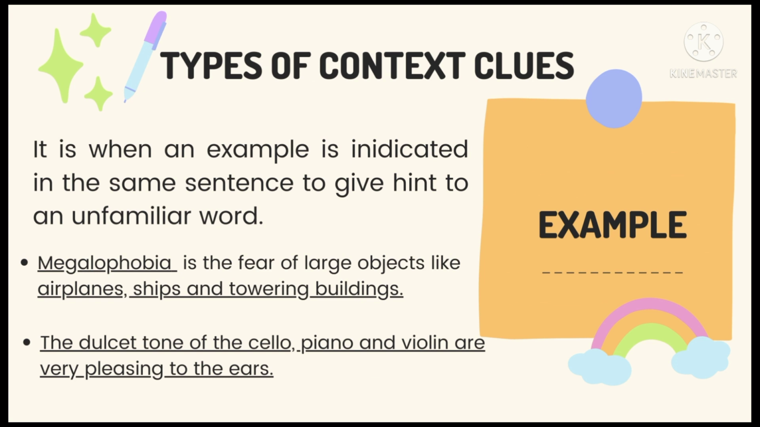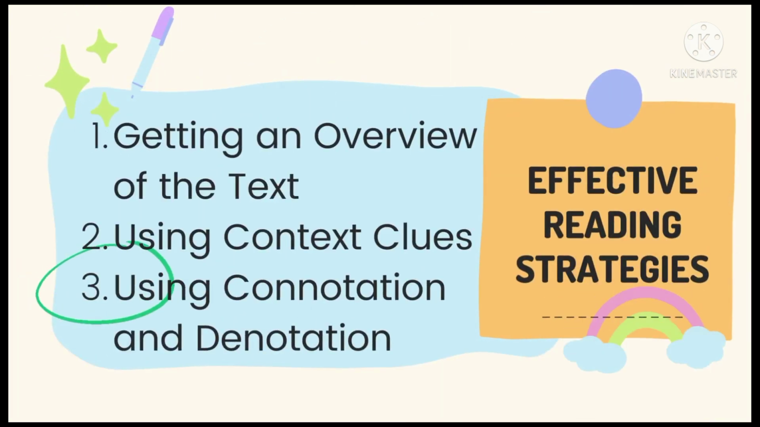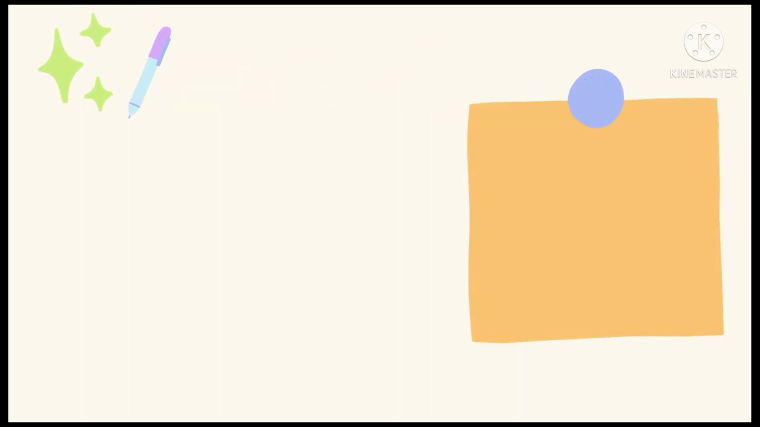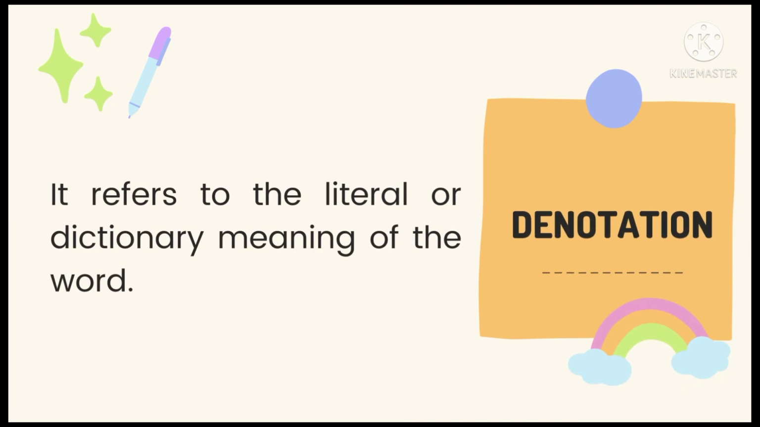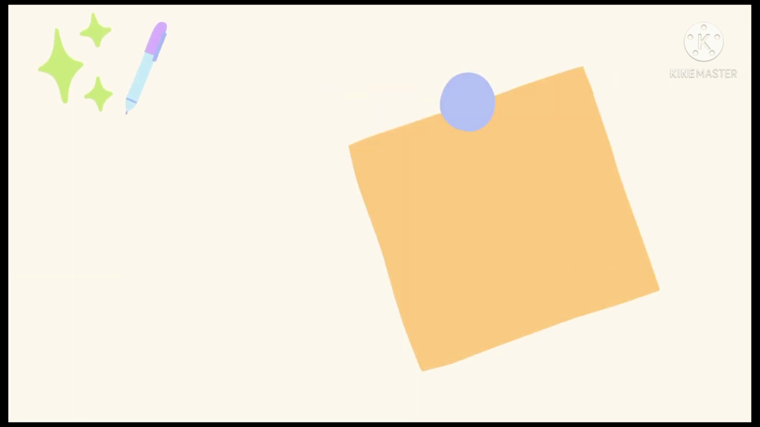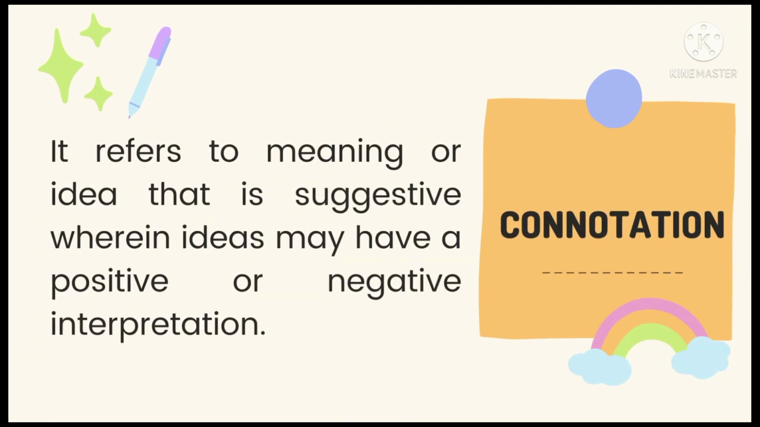Another effective reading strategy that we can use as a technique in selecting and organizing information is by using connotation and denotation. Another way to improve your understanding of a text is determining the various meanings of a word through denotation and connotation. Denotation refers to the literal or dictionary meaning of the word, while connotation is more suggestive. Connotation is the idea or feeling that the word invokes or suggests. Also, the word can either have a positive or negative interpretation.